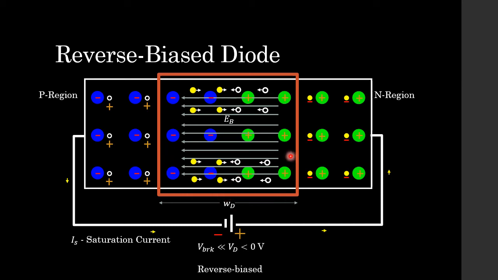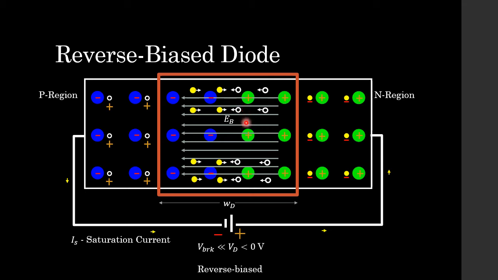Now, instead of being in the opposite direction of the barrier potential's electric field, it's now in the same direction. So it's obvious that these two electric fields are going to sum and create a much stronger electric field. Because we have a much stronger electric field in our depletion region, we start to see some minority carriers from the P region, which are free electrons, illustrated here, and some minority carriers from the N region, which are holes, illustrated here, start to flow through the depletion region. So the minority charge carriers are now starting to flow.